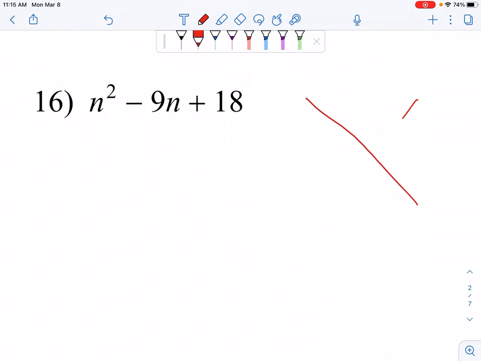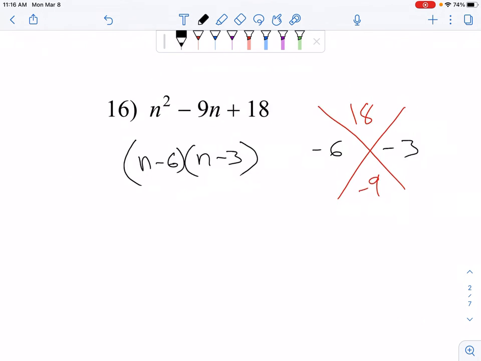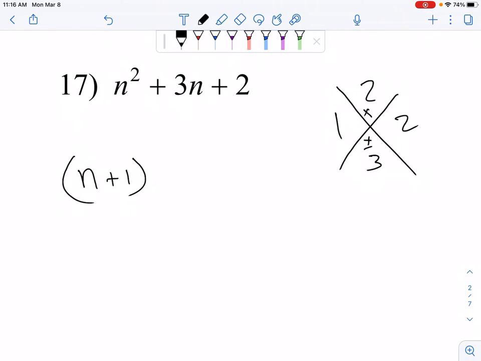Here's another good example. We're going to put 18 on top and negative 9 on the bottom. This will be a negative 6 times a negative 3. I think we already did this one. So n minus 6 times n minus 3. So in this one, we have a 2 goes on top, multiplying to make 2, adding or subtracting to make 3. 1 and 2 are our side numbers, and once we have our side numbers, we're pretty much done.